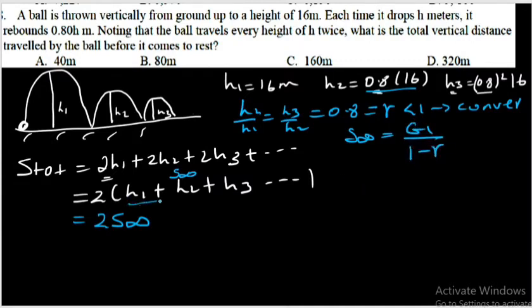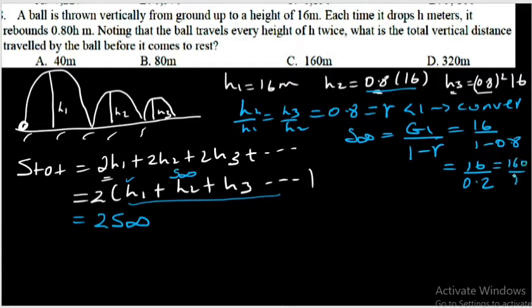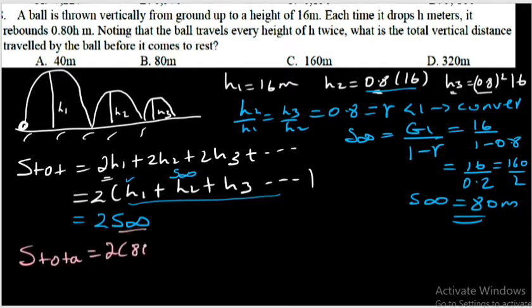So in this series, what's g1? It's obviously h1, so h1 is 16 over 1 minus the common ratio, that is 0.8. So it will be 16 over 0.2, when you subtract 1 minus 0.8 you get 0.2. If you multiply by 10, it will be 160 over 2. So the sum at infinity will be 80 meters. Okay, now we have everything. We can simply find the total distance. The total distance, we said, is 2 times the sum at infinity, and we got 80. So when you multiply, 160 meters will be the total distance that the ball can travel.